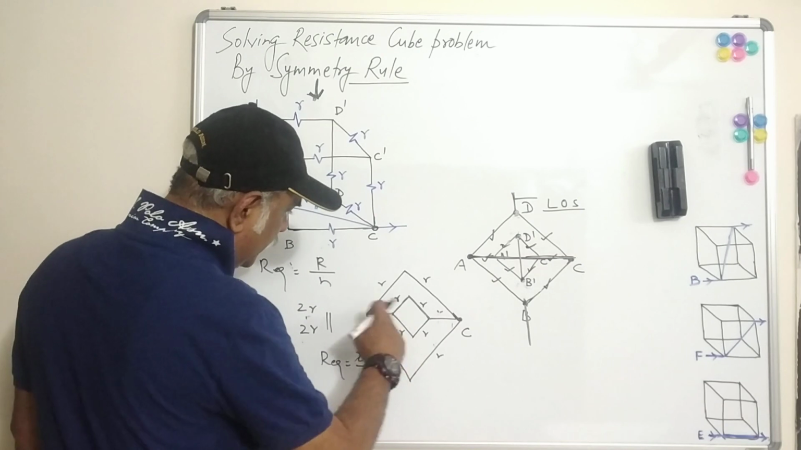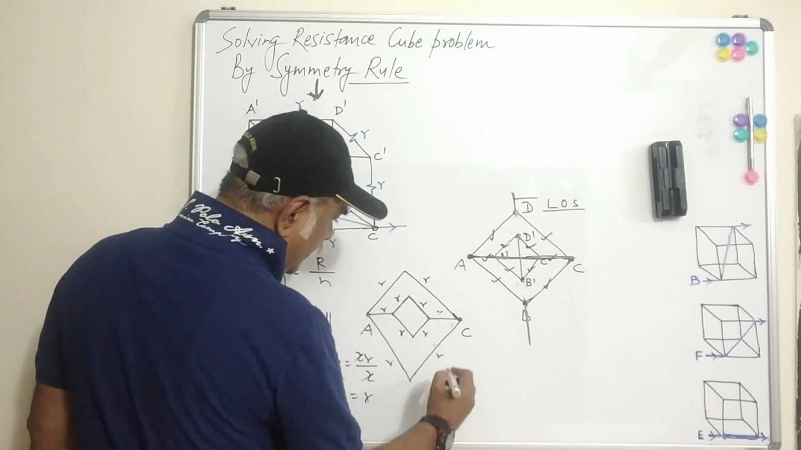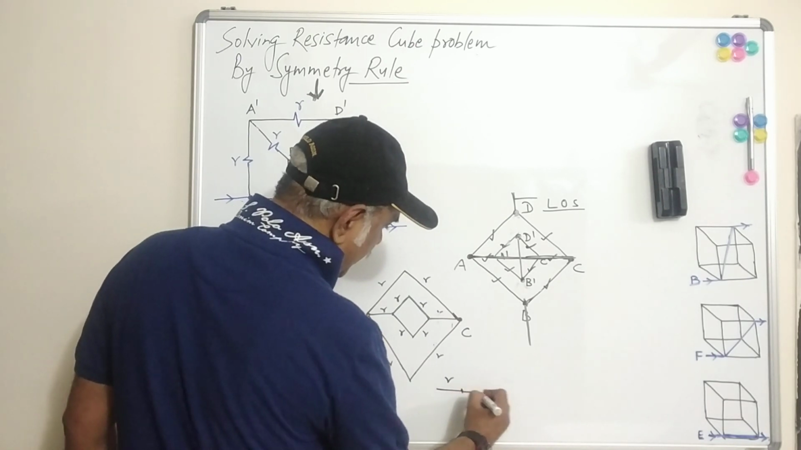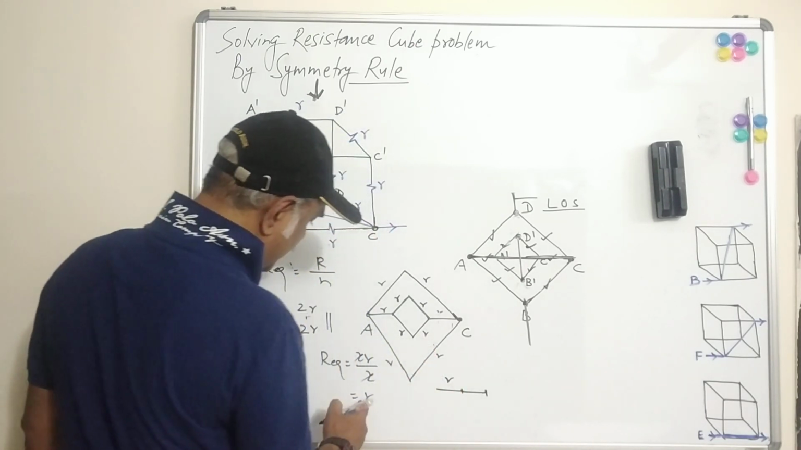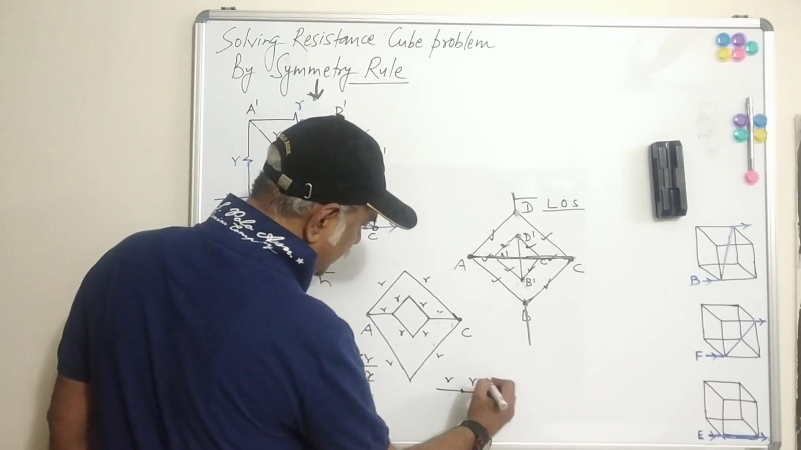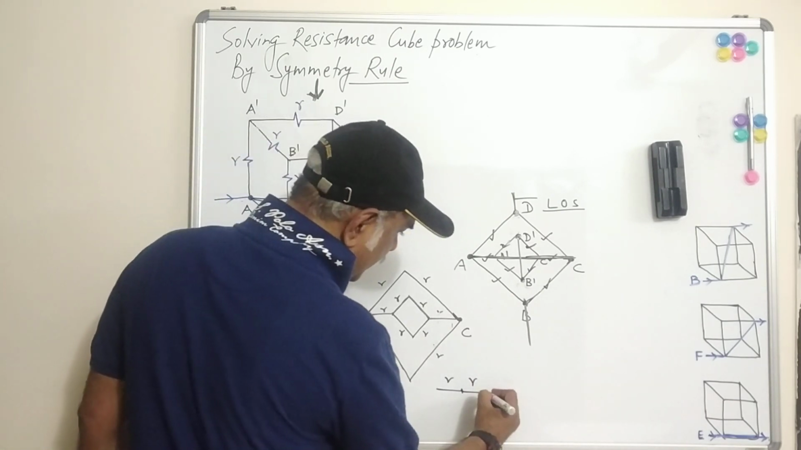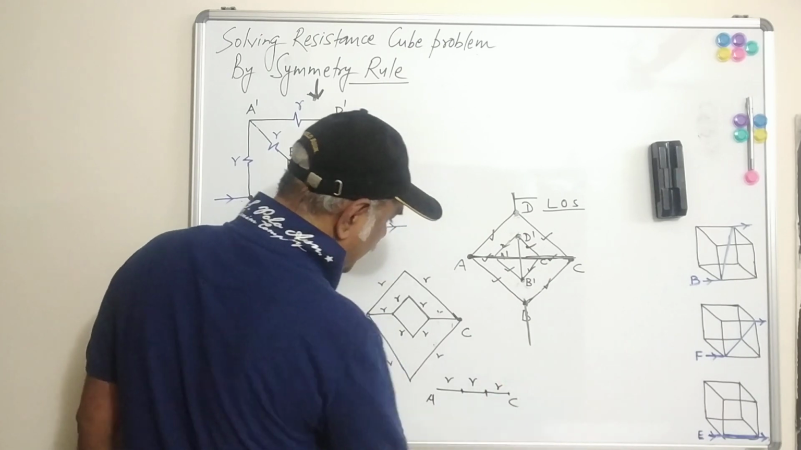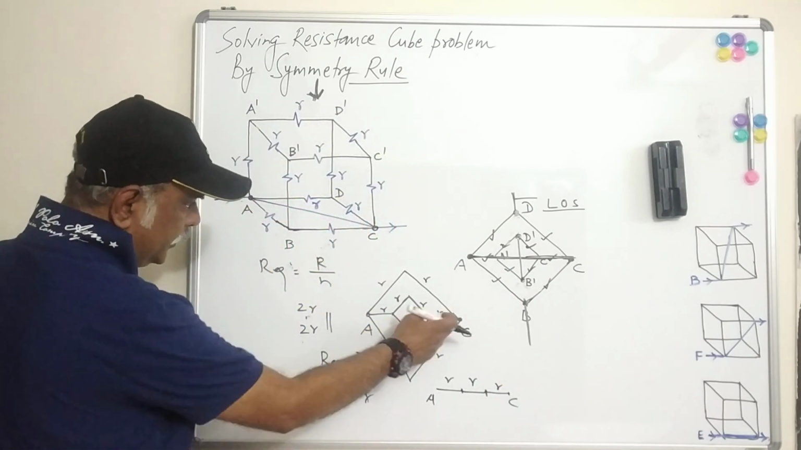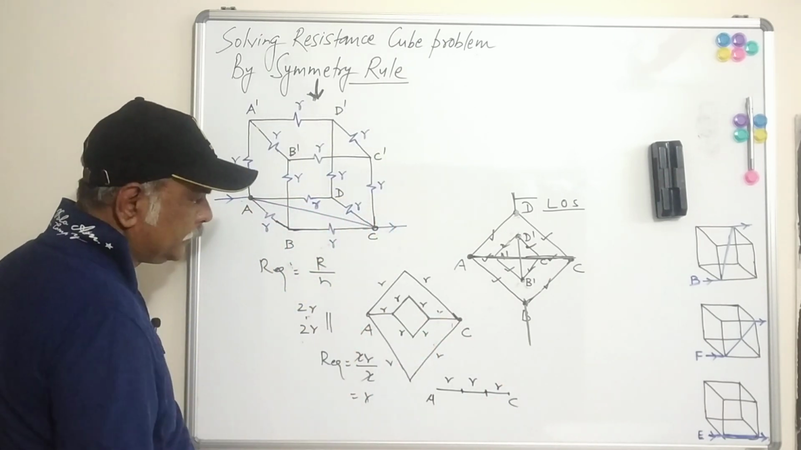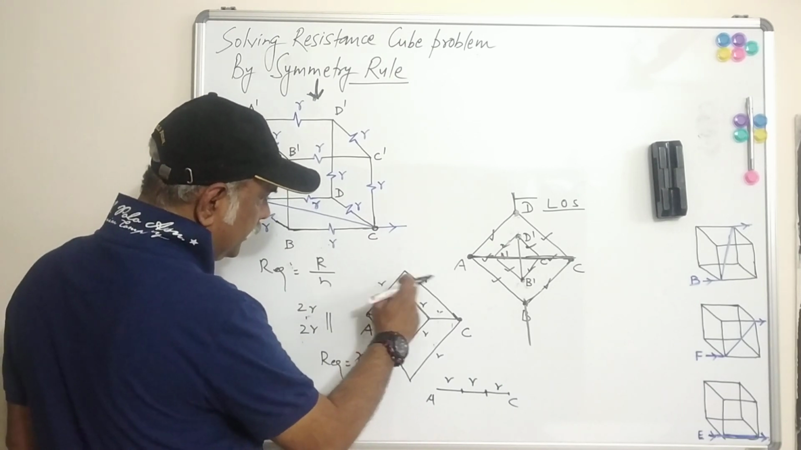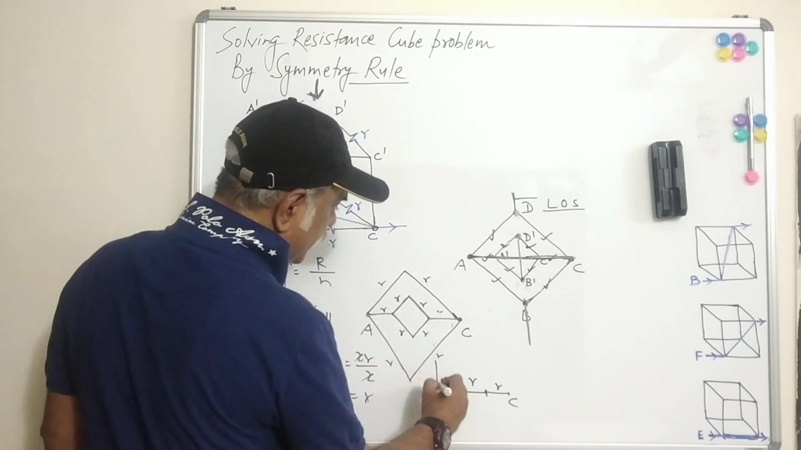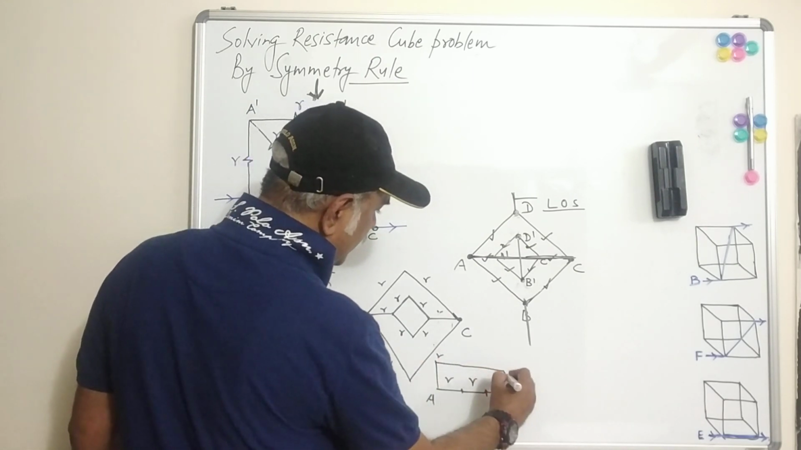Now, again read the whole diagram. So now you have R here. Then again you have another equivalent resistance, that is R. Again you have one more resistance, that is R again. So this part is complete now. Now think about these two, R and R connected in series. So you have 2R here.